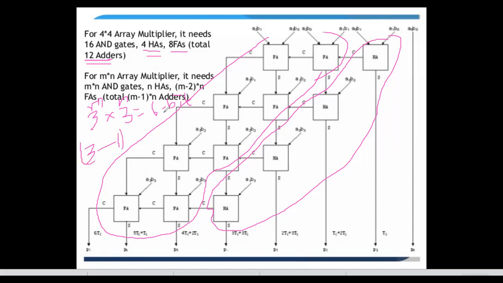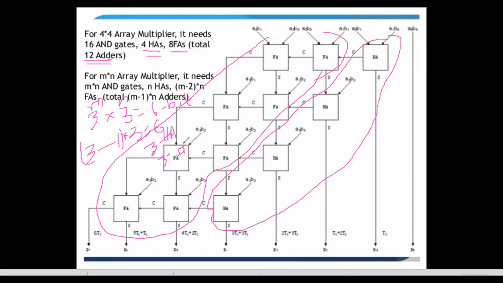Total adders are 2 into 3, 6 adders required. Among that, half adders are m minus 2: m is 3, 3 minus 2 is 1, 1 into 3, so 3 half adders are required. That means 3 half adders and 3 full adders are required when you use a 3 cross 3 multiplier.